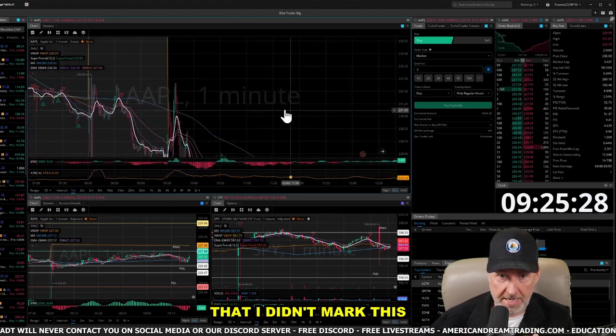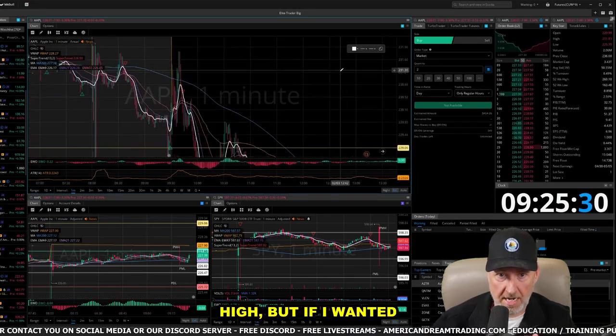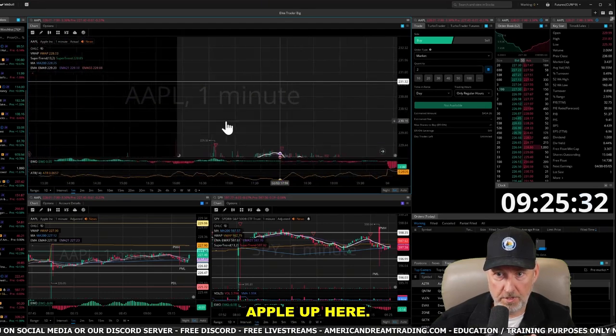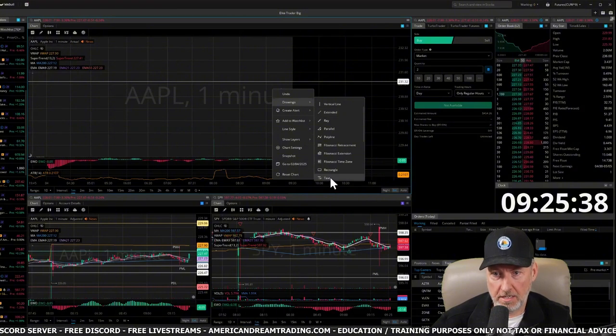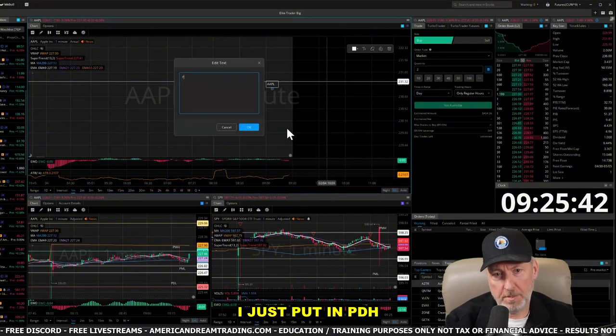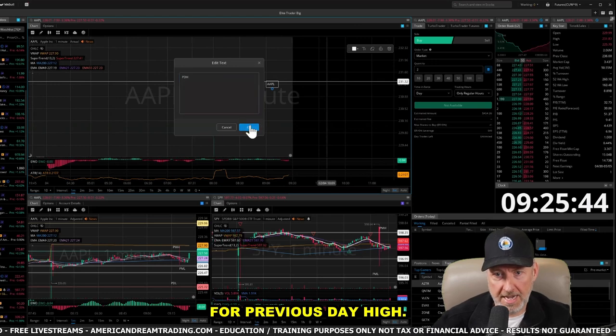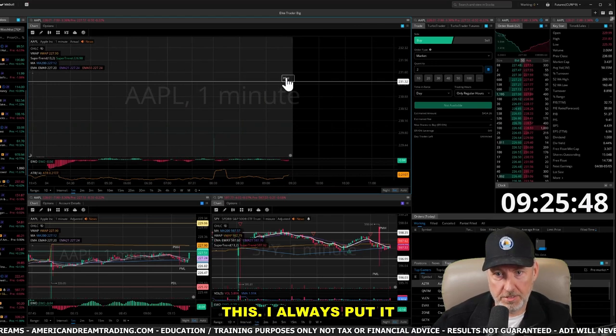Now, the reason, again, that I didn't mark this is because this was so high, but if I wanted to, I could put Apple up here, right? And this would be my previous day high. So you just right-click your chart, go to Drawings, Text. I just put in PDH, or Previous Day High. It'll look just like this. I always put it just above the chart.